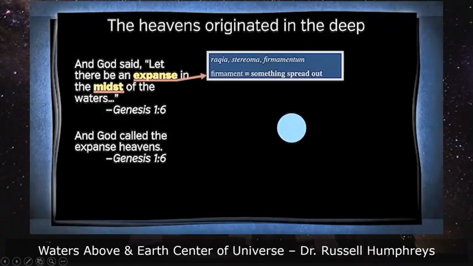What's an expanse? In Hebrew, the word is rakia. In the Greek Septuagint, it's stereoma. In the Latin Vulgate, it's firmamentum. And the King James translators got their word firmament from firmamentum. But all these words mean something that is spread out. So there's a something spread out.